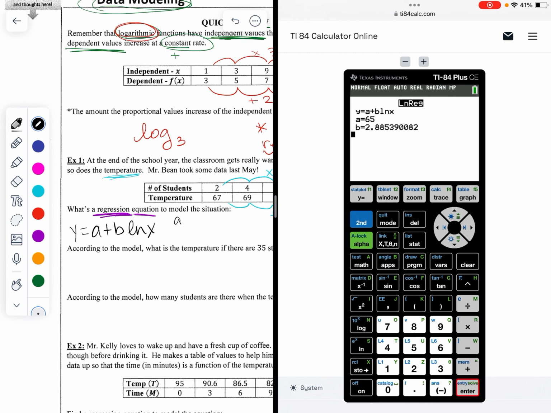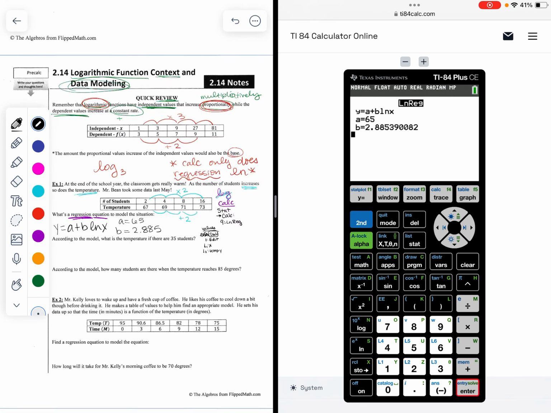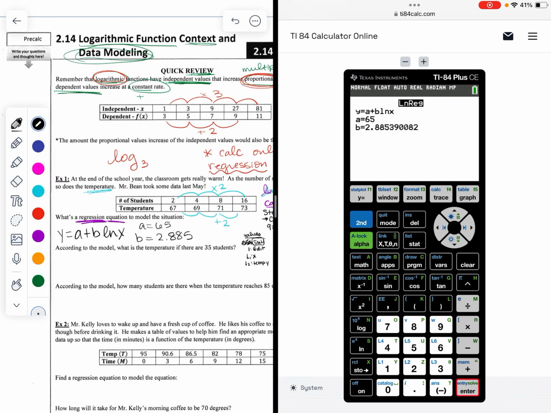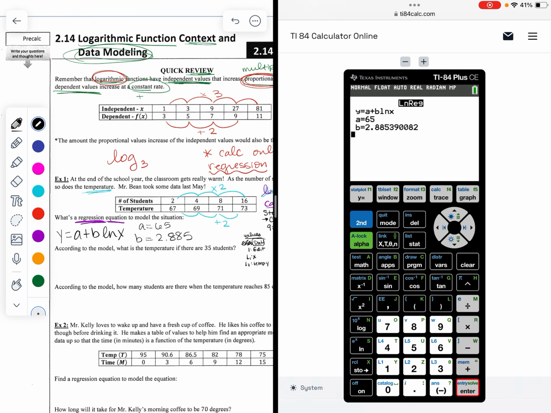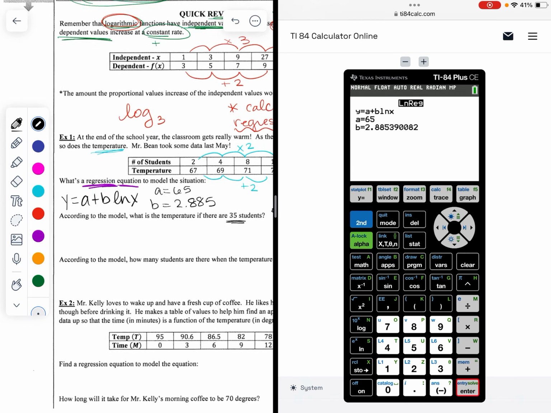Go ahead and round it to the nearest third decimal place. Okay, so we know that's going to be y equals 65 plus 2.885. So next one down, according to the model, what's the temperature if there's 35 students? Either you can write this by hand, where y equals a, which is 65, plus b, which is 2.885 rounded, times the ln of 35.